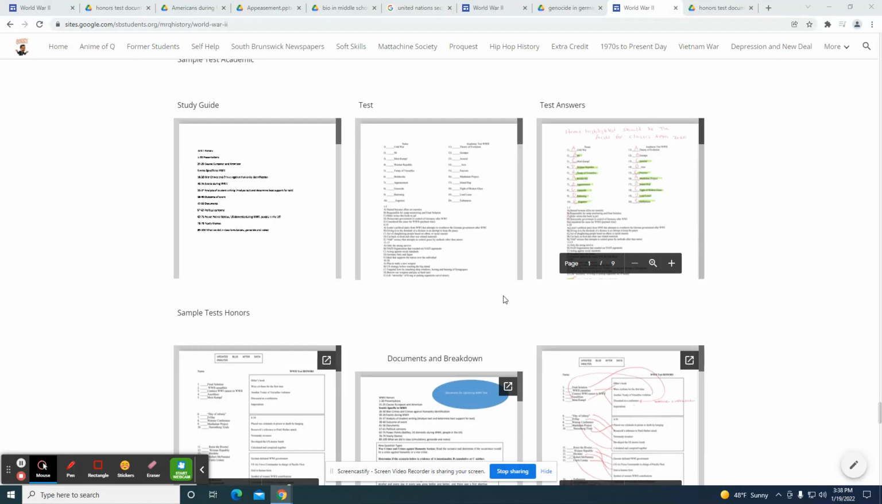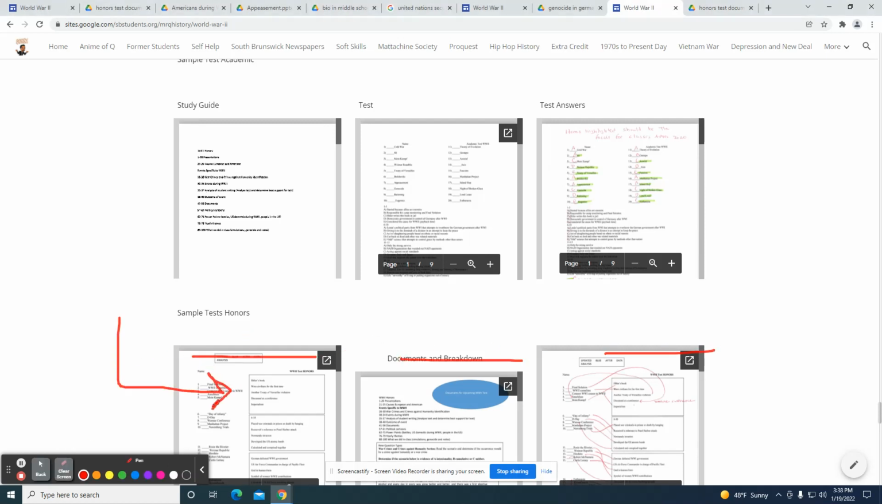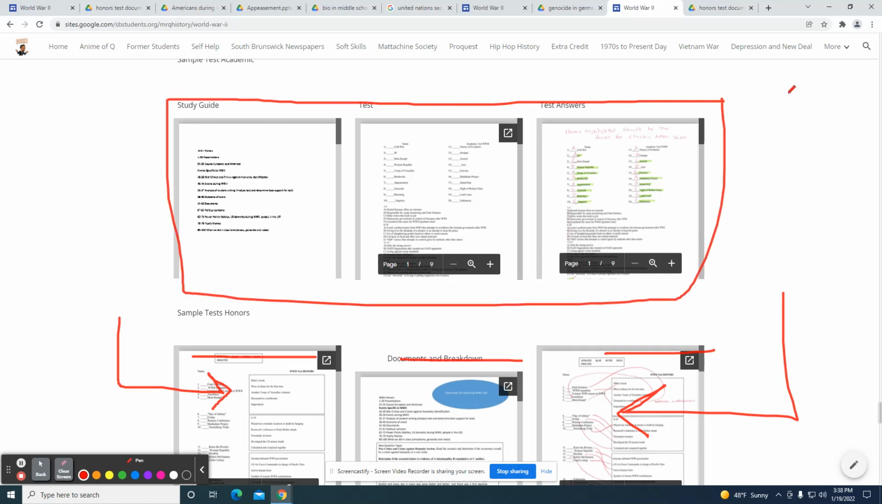Okay, this is your review guide for the upcoming World War II tests. If you have not looked at these three files here, you definitely want to take a look at them. These are sample tests from previous years. This is a blank copy. This one right here has answers. And then these are tests from academic level, and they possibly will help as well.